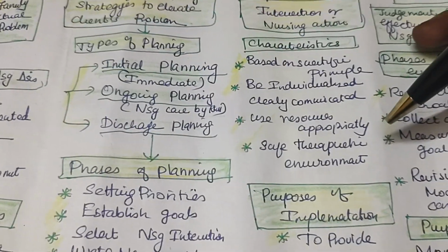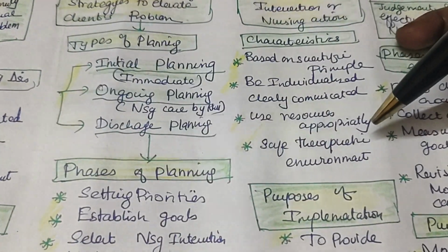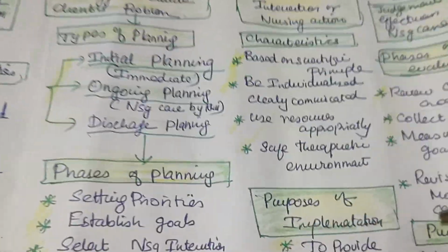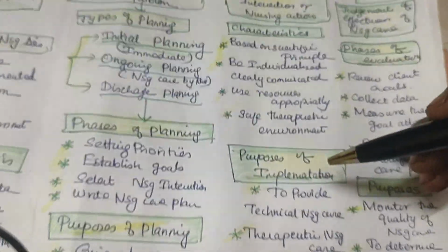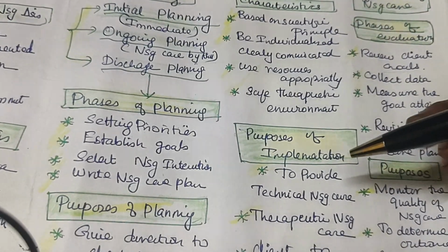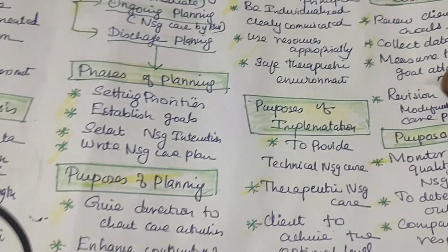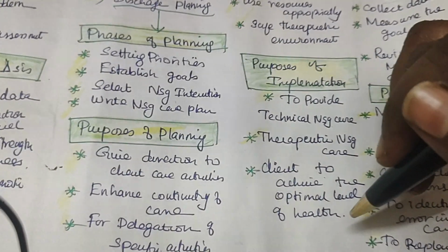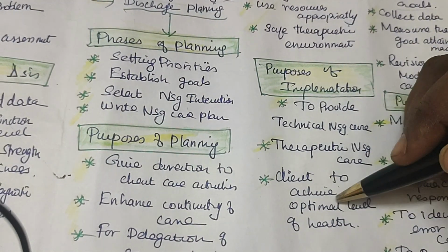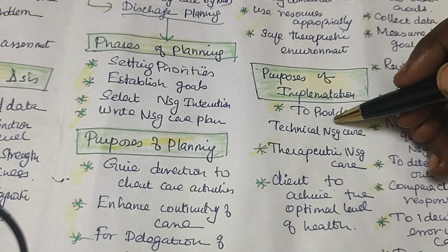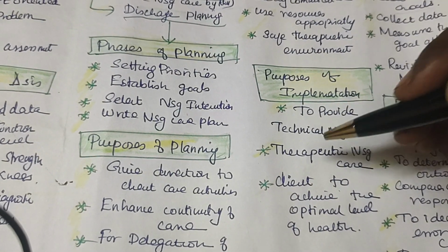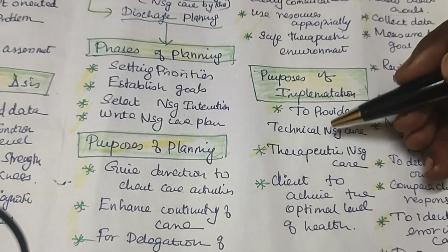Use the resources appropriately, what is needed for the implementation. Give a safe and therapeutic environment. The main purpose of implementation is to provide technical nursing care and therapeutic nursing care to the client to achieve the optimal level of health. Understand? If the patient is able to walk, you have to implement accordingly. Implementation is unique.